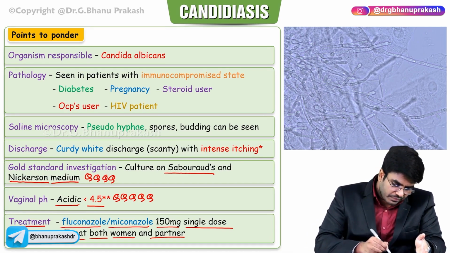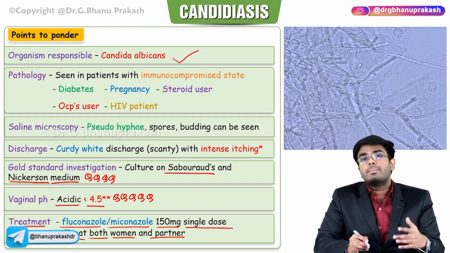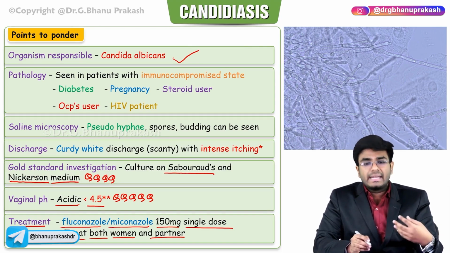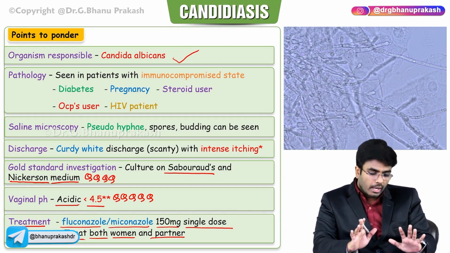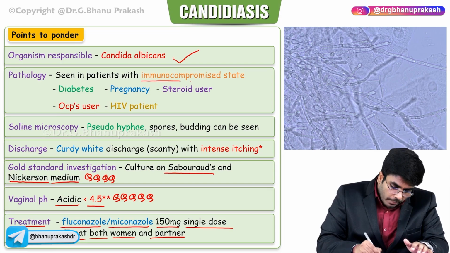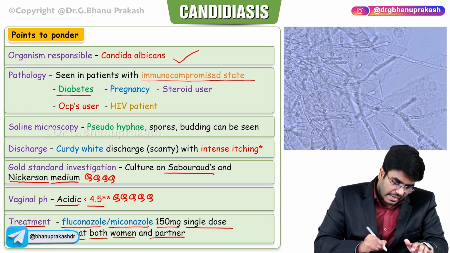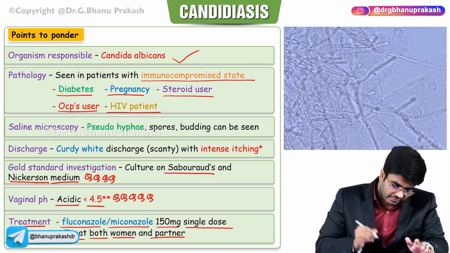Now let's have a recap. What is the organism responsible? The most common organism is Candida albicans, but there are also other organisms like Candida tropicalis and Candida glabrata. The most common is Candida albicans. It is seen in immunocompromised states like diabetes, pregnancy, steroid users, OCP users and HIV patients.